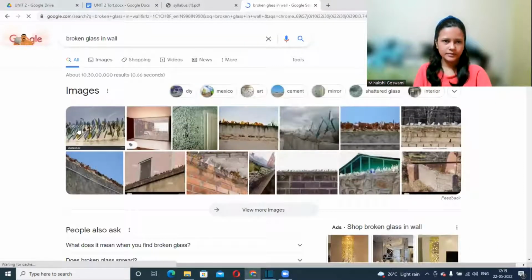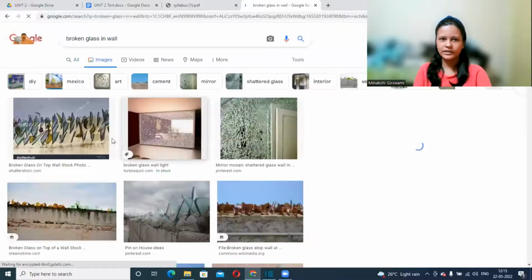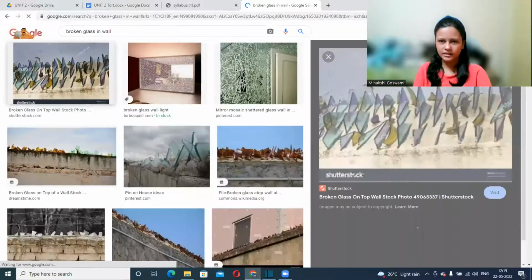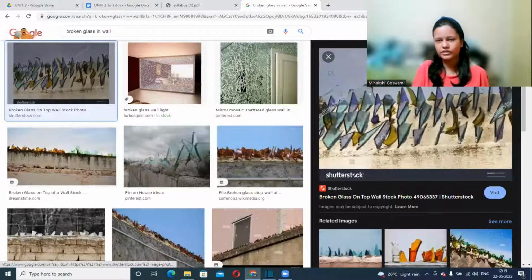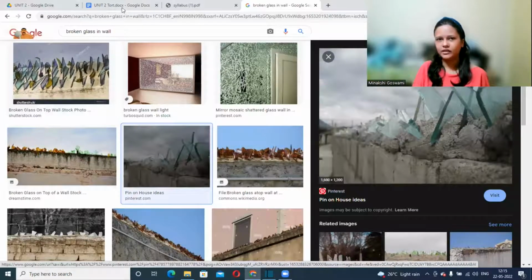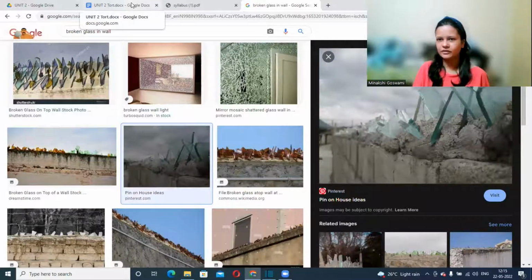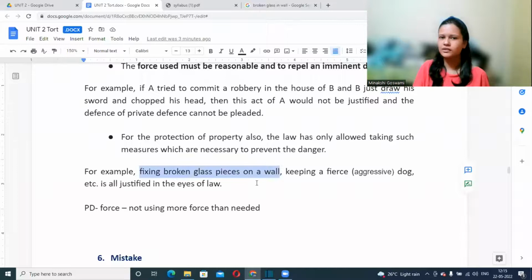Yeah, like this they would fix, right? So that no one can cross the wall in order to enter the house, because normal people, they would just try to open the gate. They will not try to cross. So this is a very common way that is being used in order to prevent any sort of thing happening at the house. So this is nothing but a reasonable thing that you are taking.